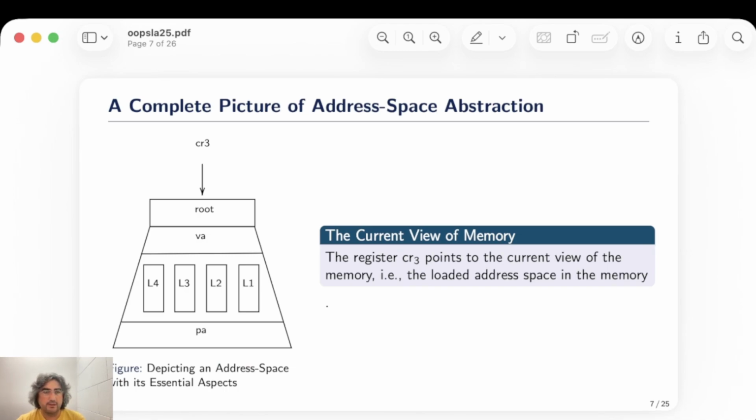Here we see a rough outline of the address space abstraction. At the top we see the designated control register CR3 pointing to the name of the address space root, which itself is a unique root address of the page table tree of this address space, which sits in between virtual addresses and physical addresses, VA and PA. And when this designated control register points to an address space, the current view of memory becomes the memory layout of that address space.